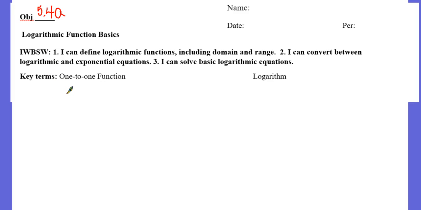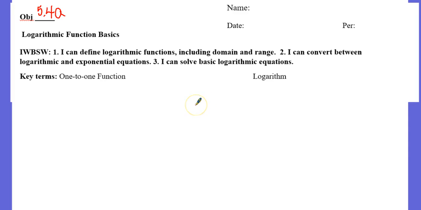So you'll be successful today when you can define a logarithmic function, including the domain and range. You can convert between logarithmic and exponential equations back and forth, and you can solve a basic logarithmic equation. And I mean basic, not trying to strain your brain today. These are the basics. So we're going to start off with some key vocabulary that will be really helpful.